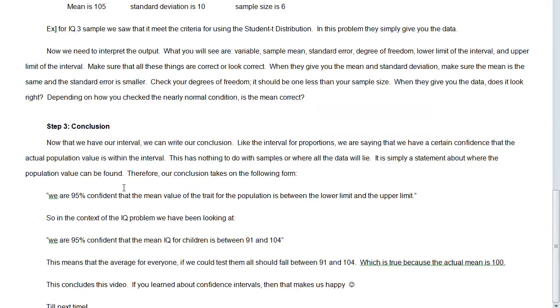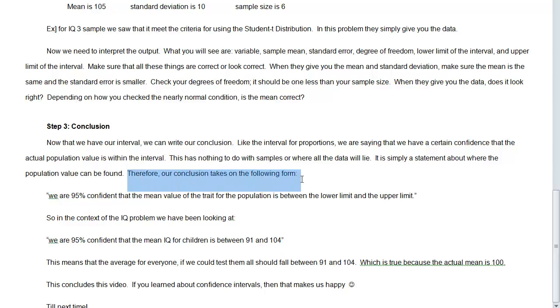All right, so that brings us to the conclusion. Now that we have our interval, we can write our conclusion. So like interval for proportions, we're saying that we have a certain confidence that the actual population value is within the interval. This has nothing to do with the samples or where all data will lie, right? Remember from our last video, it is simply a statement about where the population value can be found. Okay, and it could be at the edges and it could be in the middle.